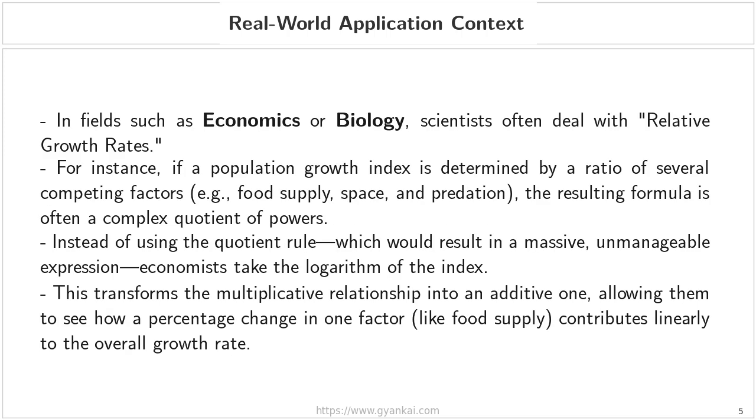By applying the logarithmic properties we discussed earlier, they transform a multiplicative relationship into an additive one. This is a powerful shift, as it allows them to observe how a percentage change in one specific factor, such as the food supply, contributes linearly to the overall growth rate, making the analysis far more intuitive and streamlined.